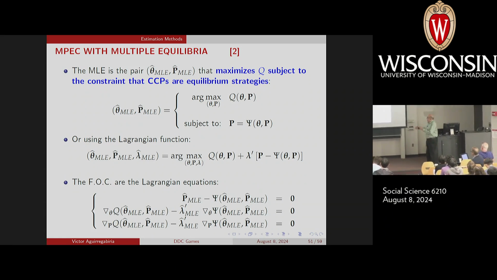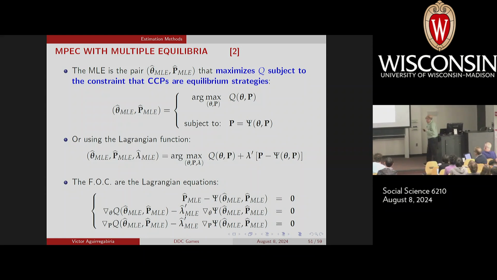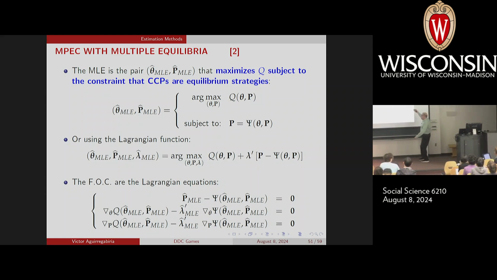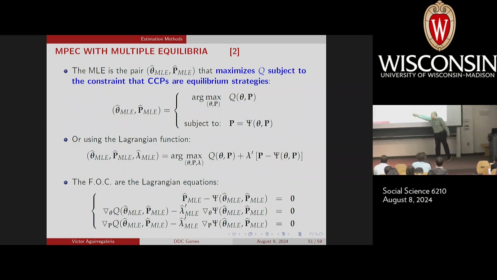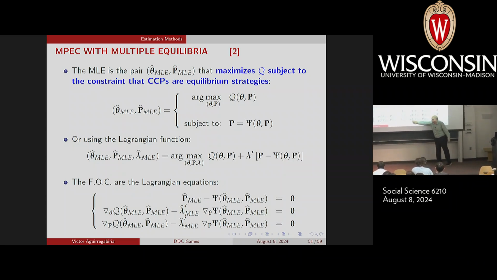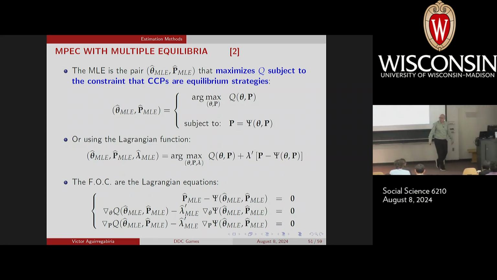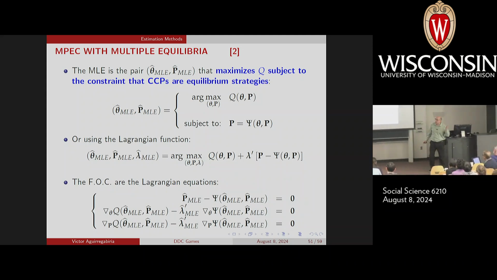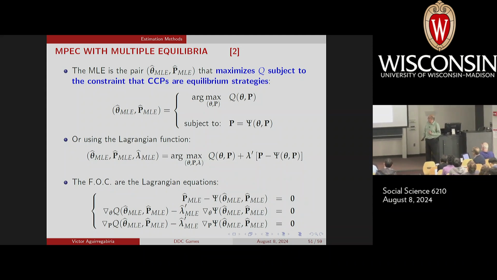As you can see, now the object of the maximization is homologous. And the set of Lagrange equations involves this particular object, the Jacobian matrix of phi, that needs to be calculated repeatedly, and it's a very complicated object. This is very complicated to implement.